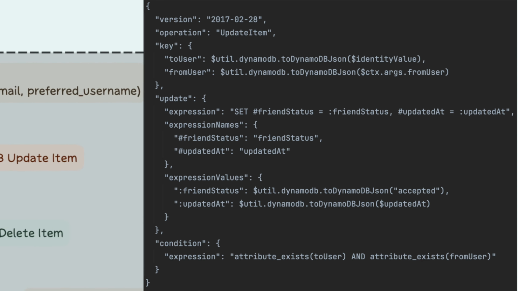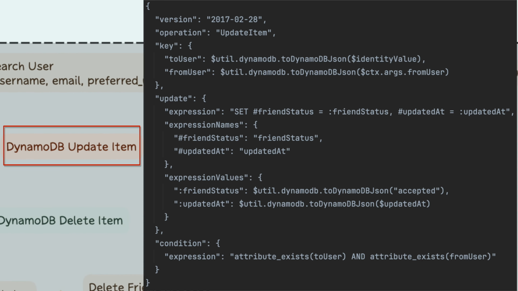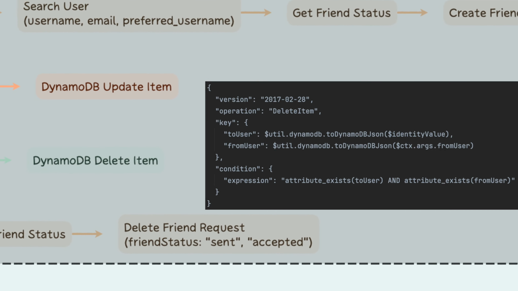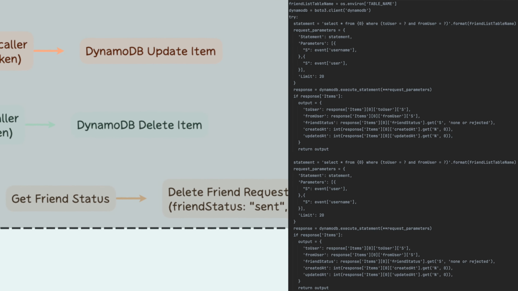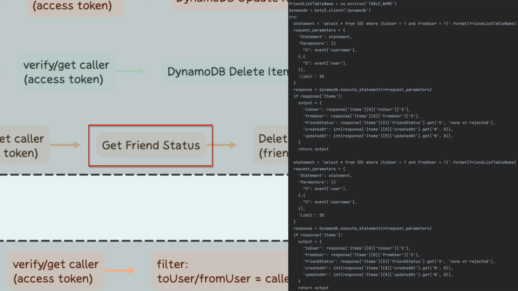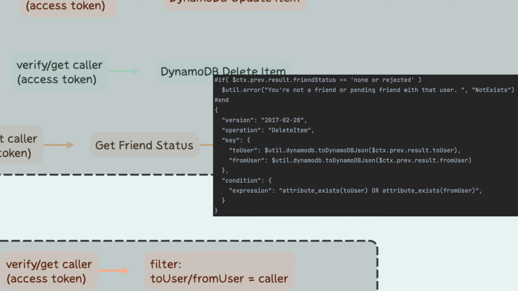Accepting or rejecting a friend request is simple. We just update or delete a request in the data table depending on the action. The same logic applies to deleting a friend request. We first check the friend status, retrieve the record from the data table, and delete it.